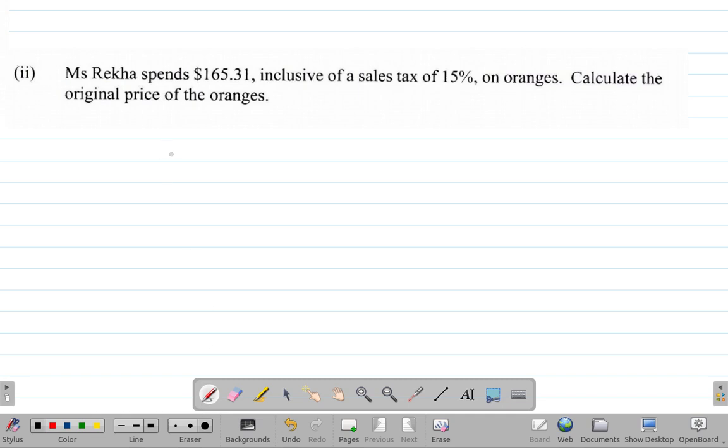Remember now, a common mistake in doing this is to find 15% of $165.31 and then subtract it. No, that's wrong. You find 15% of this and then whatever you get, you say 165.31 minus that. That would be wrong.